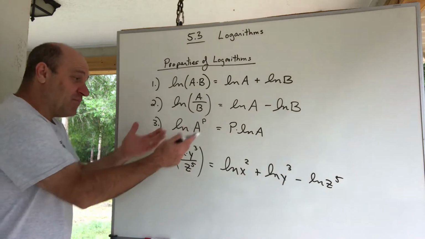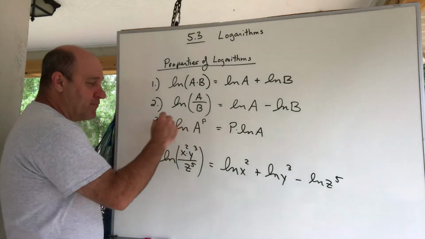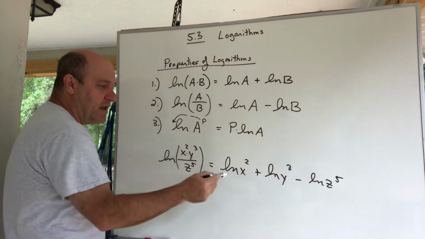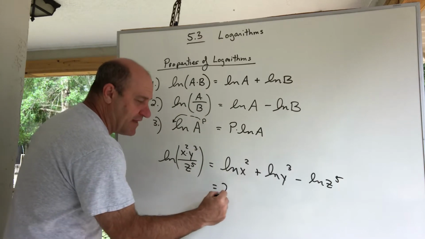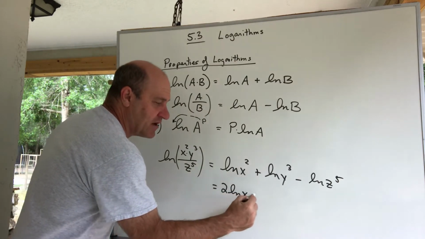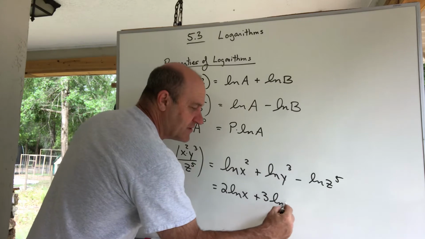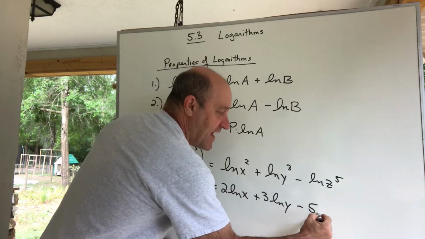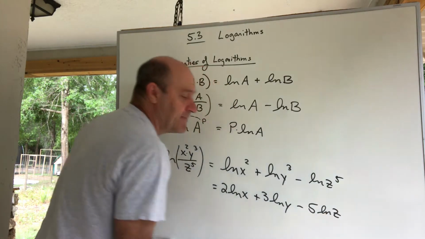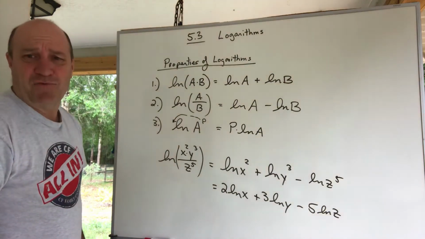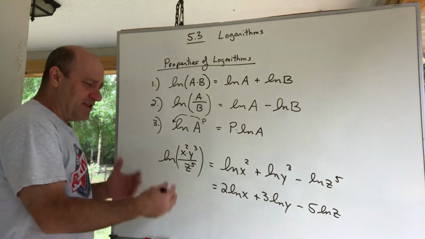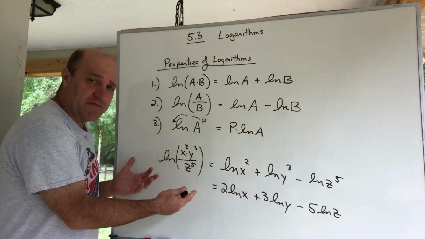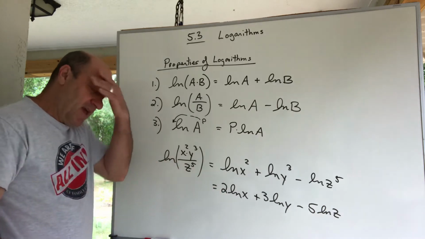And now I can use property 3 that says I can move these exponents down front. So I can rewrite this as 2 times the natural log of x plus 3 times the natural log of y minus 5 times the natural log of z. And I'm done with this problem. The question was, please bust this up. Use the properties of logarithms to bust this up.